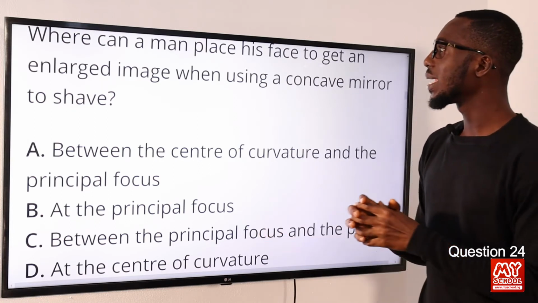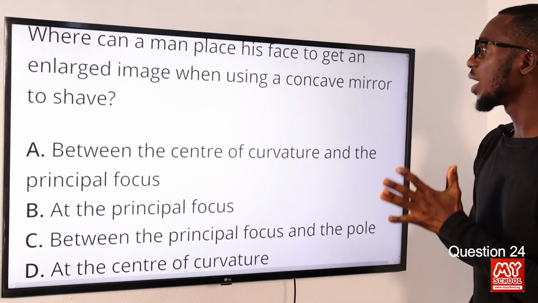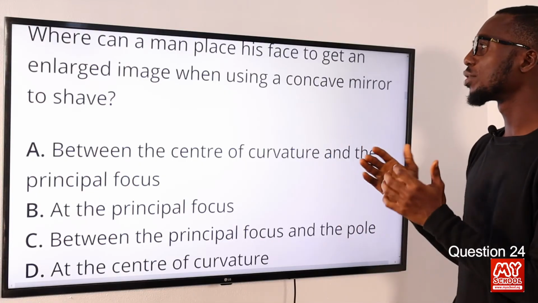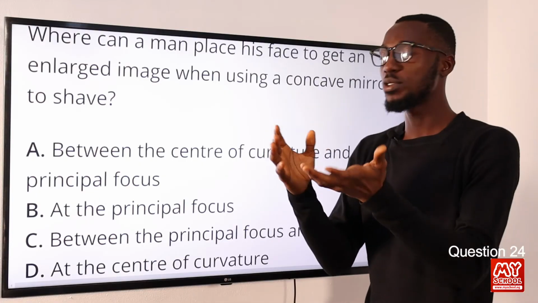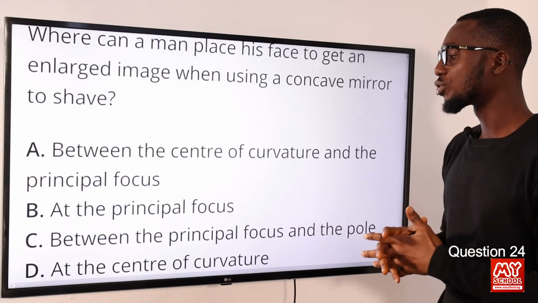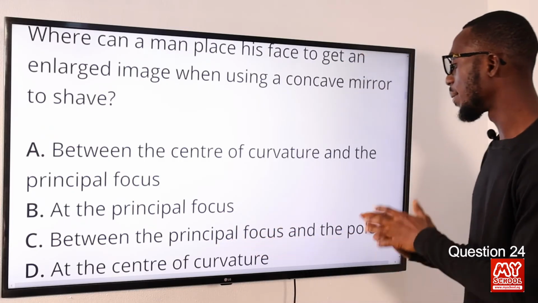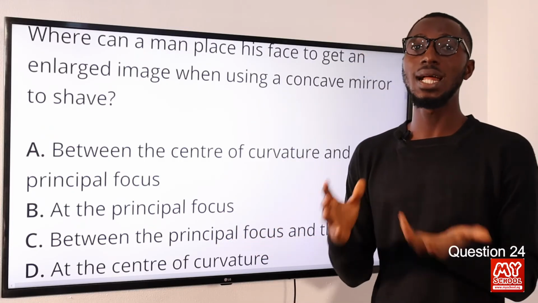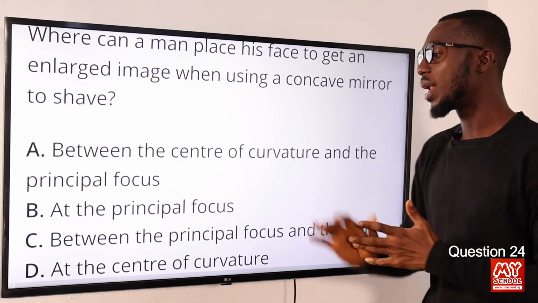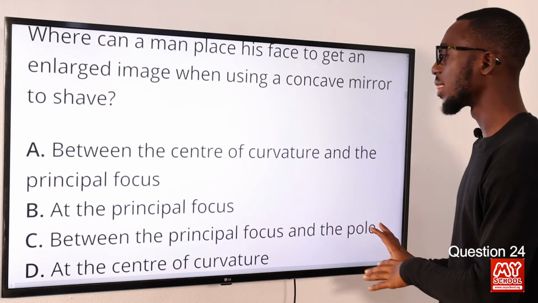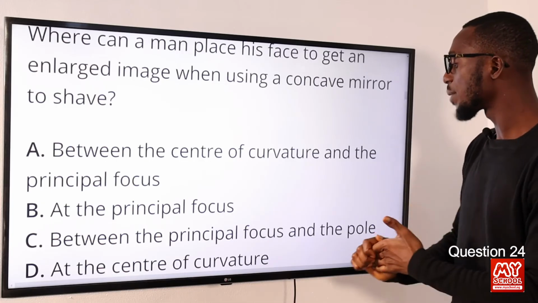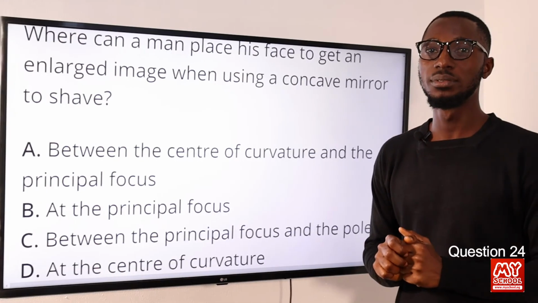Question 24. Where can a man place his face to get an enlarged image when using a concave mirror to shave? He's going to bring his face nearer, come nearer to the concave mirror, and that means it's being positioned between the principal focus and the pole. This will give him an enlarged image, an erect image, and a virtual image. Enlarged, erect, and virtual. So the correct option here is option C, between the principal focus and the pole.